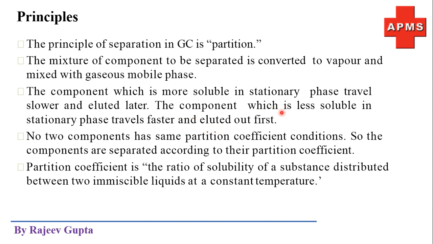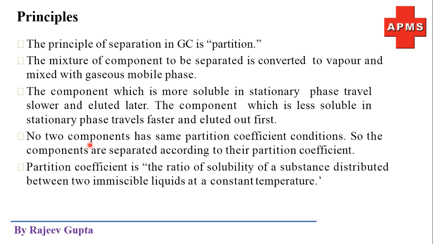We can say that the mixture of mobile phase and sample goes into the column as inlet, and here it is the outlet, where it comes out from the column. So the component which travels faster comes out first, and the one which travels slower inside the column is eluted last. Now, what if two components have the same partition coefficient?